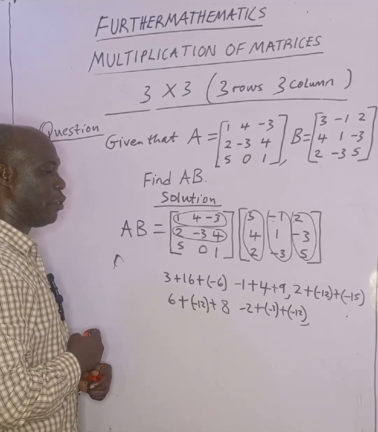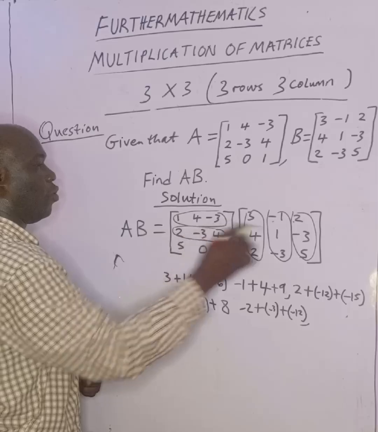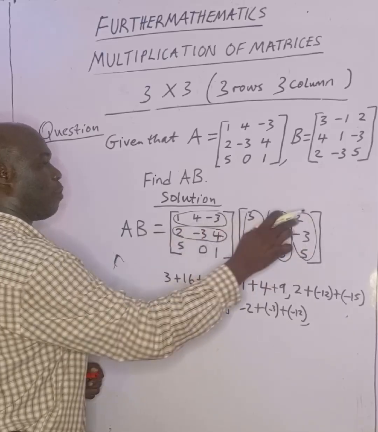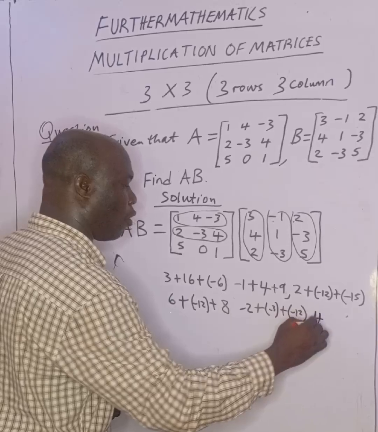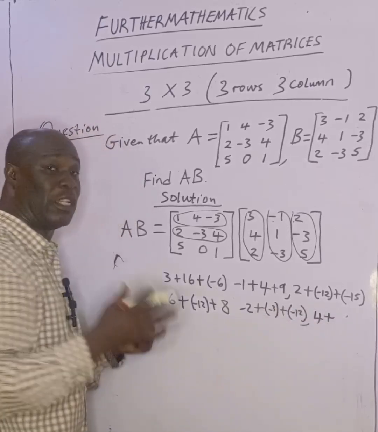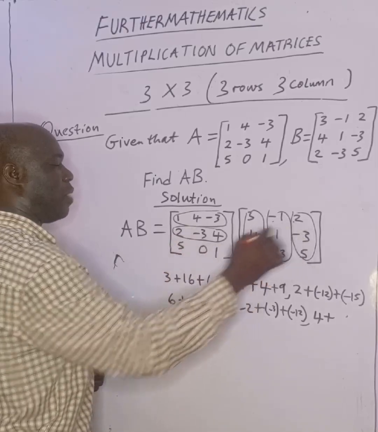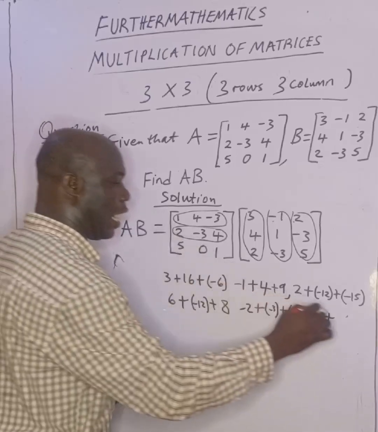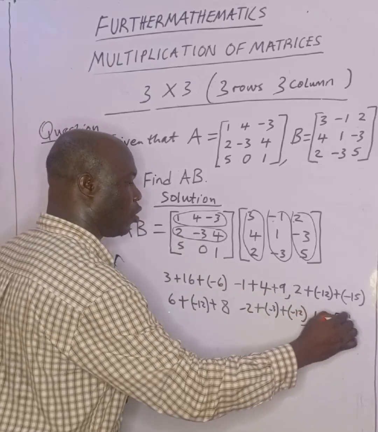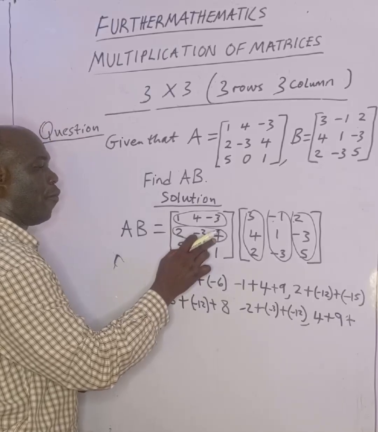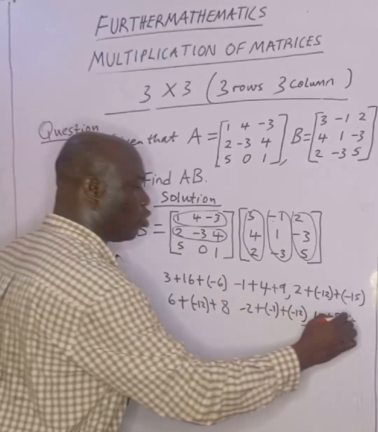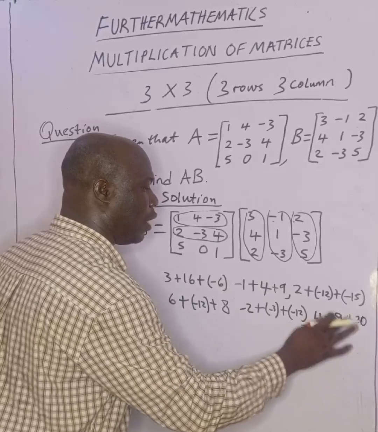So now, where do you need to go? The last one. So this second row with the last column. 2 multiplied by 2 will give us 4. Plus, don't forget that you are adding them together, minus 3 times minus 3, that's going to give us 9. Plus, the last one here, 4 multiplied by 5 will give us 20. All right.